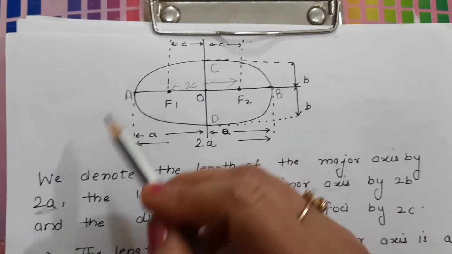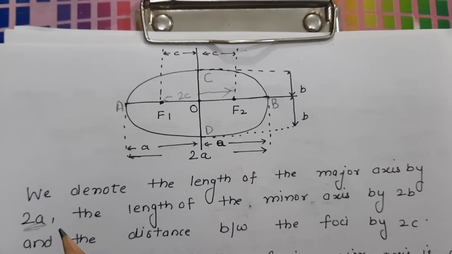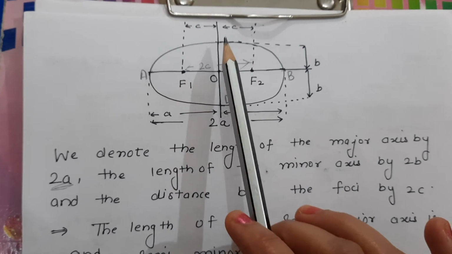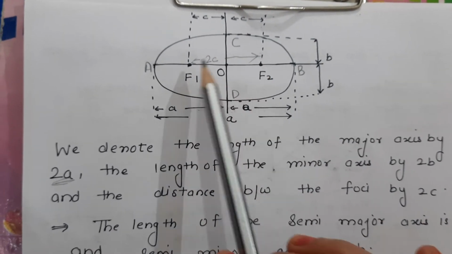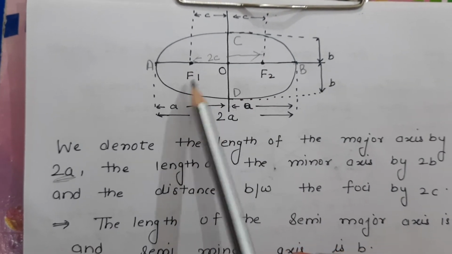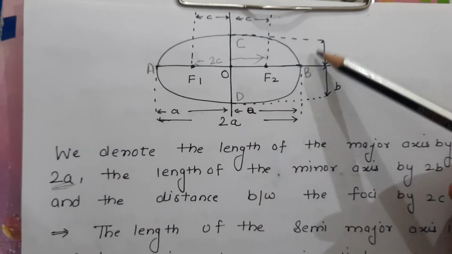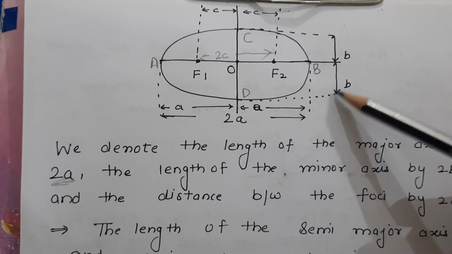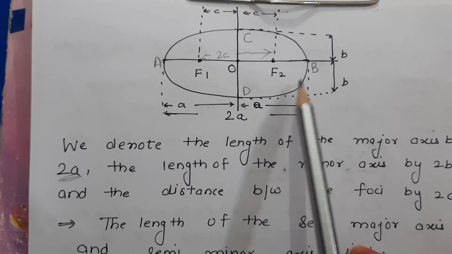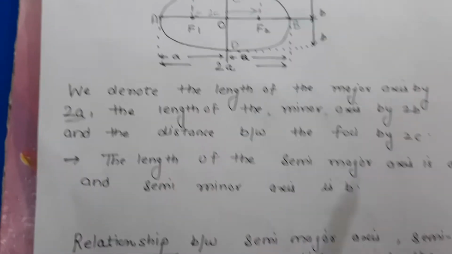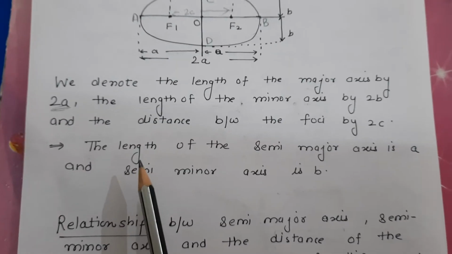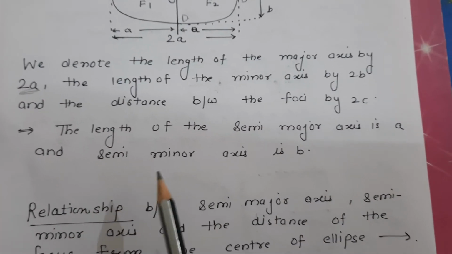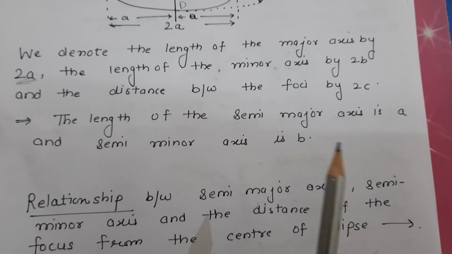Now we know that this ellipse is symmetrical along the x-axis as well as the y-axis, right? So this half is c, this is also c, and the distance F1F2 is 2c. This is your minor axis 2b, and this is b, and this is also b. Here the major axis is 2a and half is the semi-major axis. So I have written the length of the semi-major axis is a and the semi-minor axis is b.